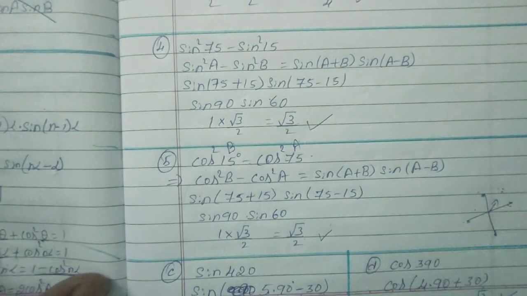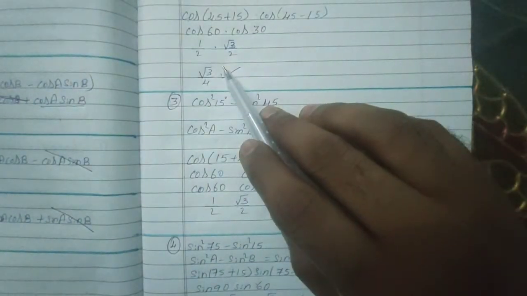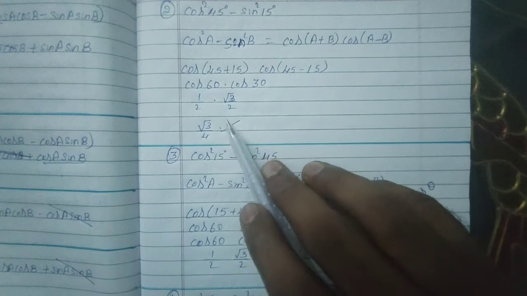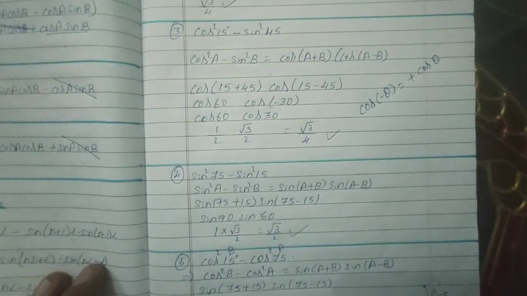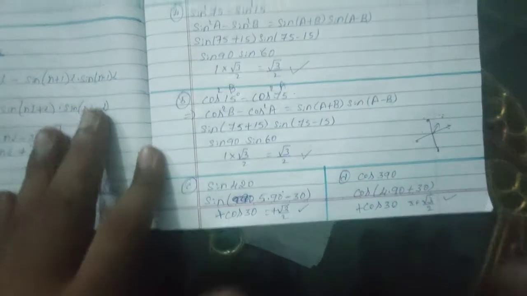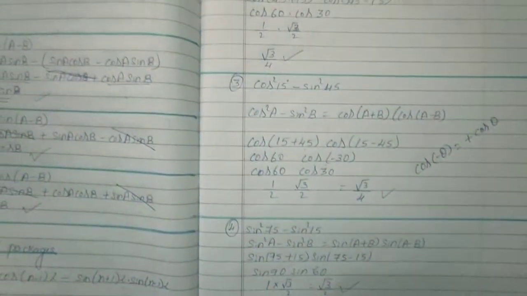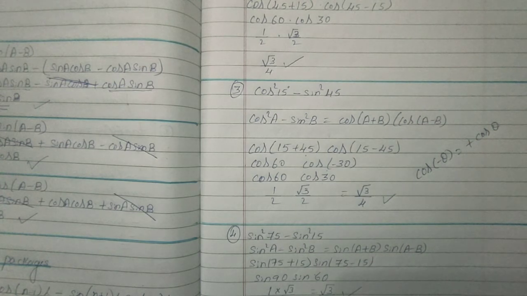So which options are the same? Look here: root 3 by 4, root 3 by 4. Then these are root 3 by 2, root 3 by 2, root 3 by 2. So look for the right options which give the same answer, and by seeing that, please complete the matrix matching.